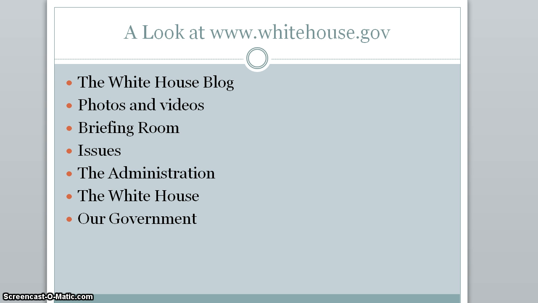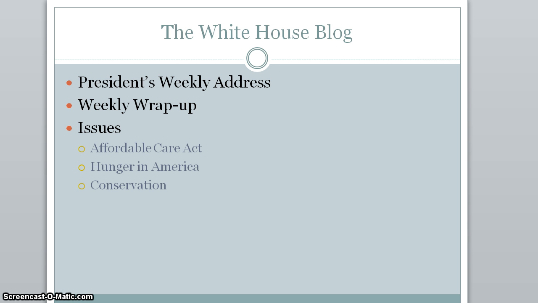So let's take a close look at www.whitehouse.gov. That's the administration's website. It's how it communicates electronically with the public, and it also provides opportunities for the public to interact with the White House. If you go on the site, here are the main elements you're going to see. You're going to see a White House blog, photos and videos, briefing room, issues section, a section on administration, a section about the White House itself, and a section called Our Government. We'll talk briefly about each of these areas.